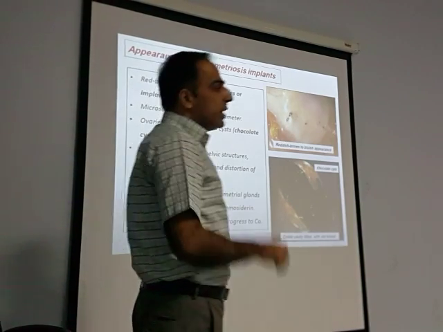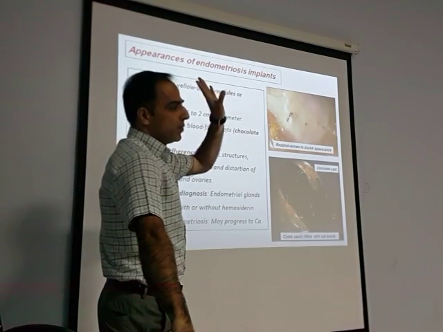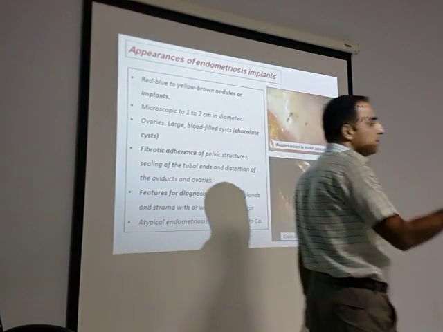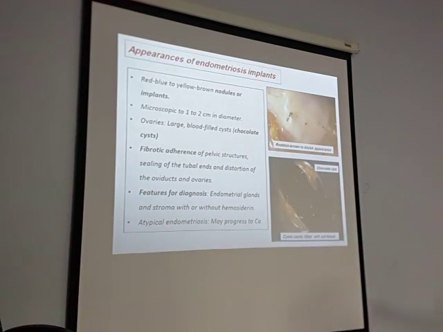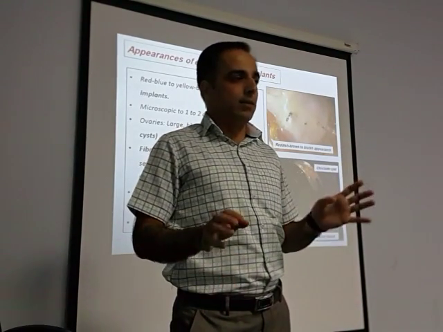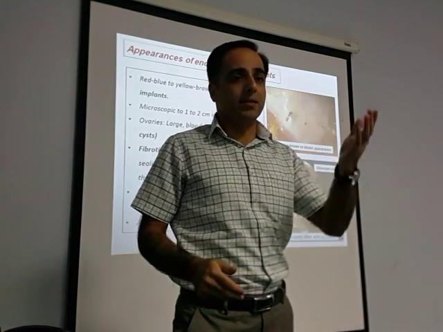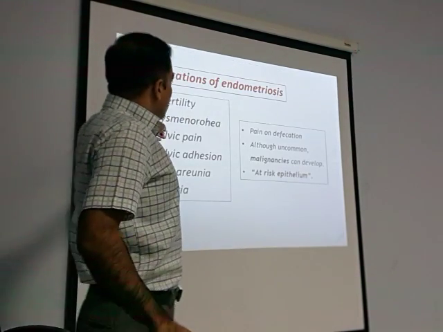How will you diagnose? You can diagnose it by the presence of endometrial glands and stroma, with or without hemosiderin. Okay, with or without hemosiderin, because some of the red blood cells will be there. And now the latest addition in Robbins is atypical endometriosis. This endometriosis has atypical features, and it may progress to carcinoma. So even endometriosis, you cannot take lightly. Sometimes it is a high risk epithelium at an abnormal location. It may cause cancer.